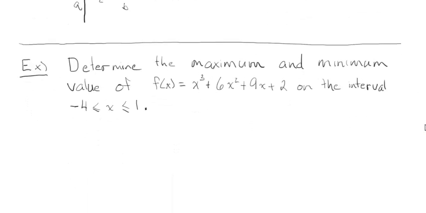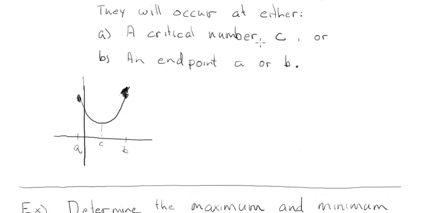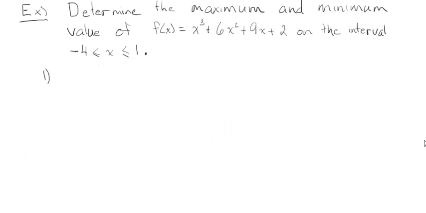So let's take an example. Determine the maximum and minimum values of this function f of x on the interval. Notice it's a closed interval. In order to figure out the maximum and minimum values, we have to look at these two things: the critical numbers and the endpoints. The endpoints are given, -4 and 1, but the critical numbers aren't. So the first thing you have to do is find the critical numbers.